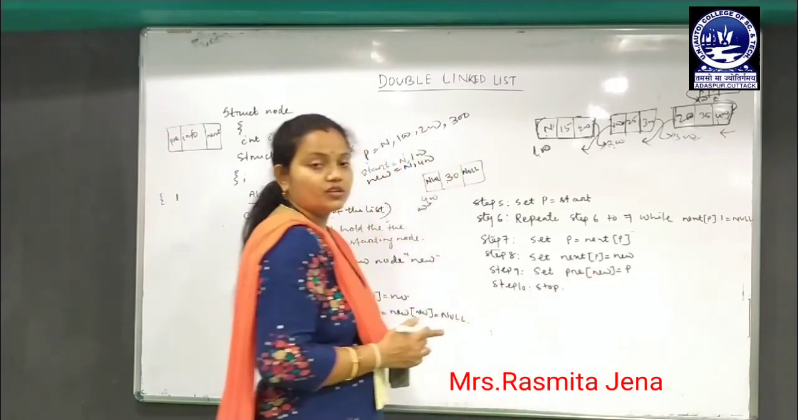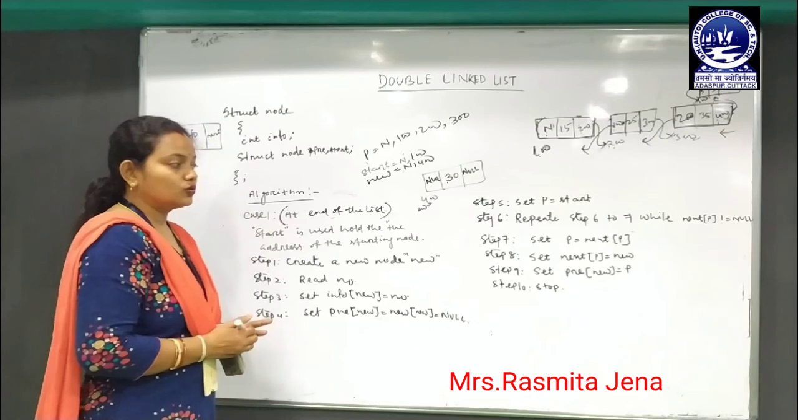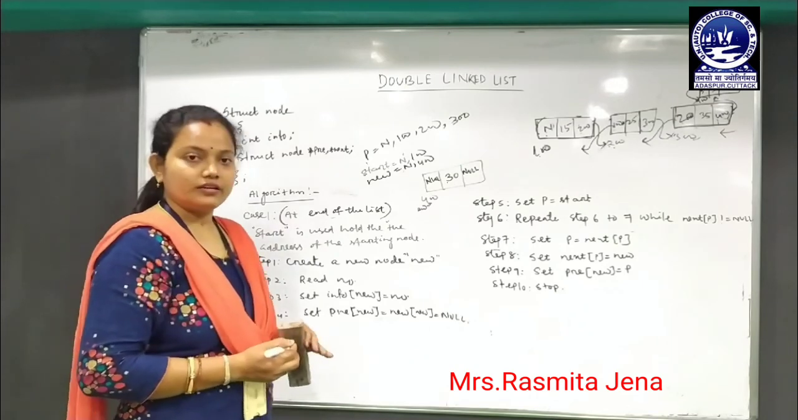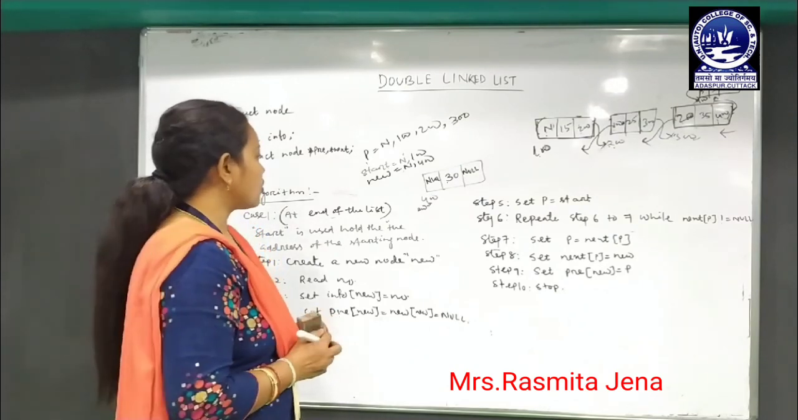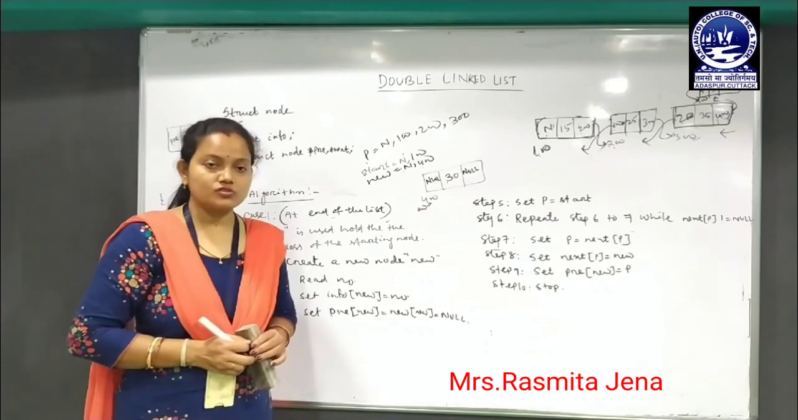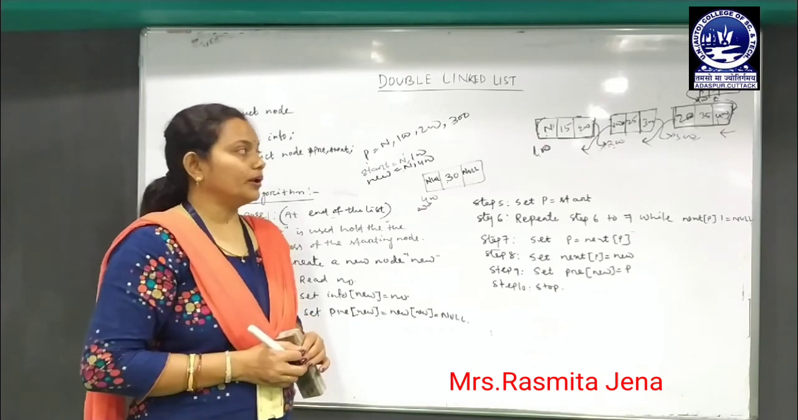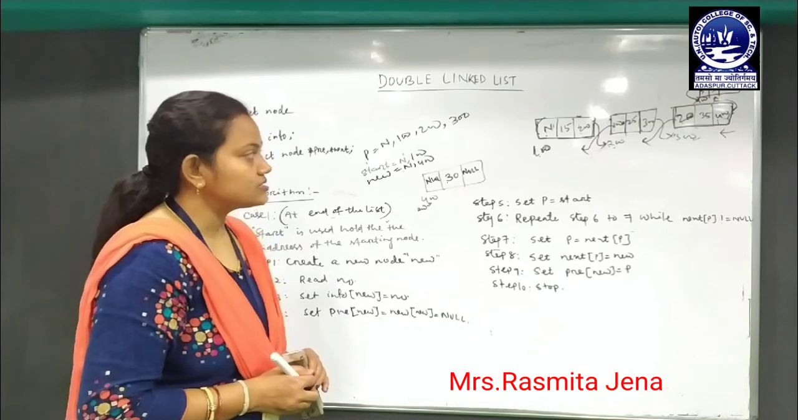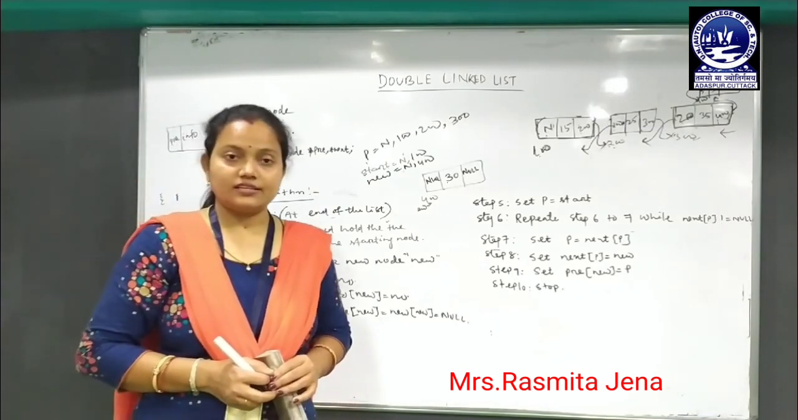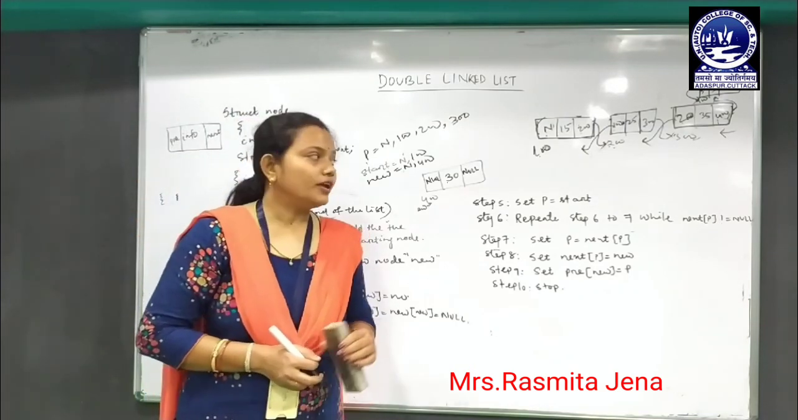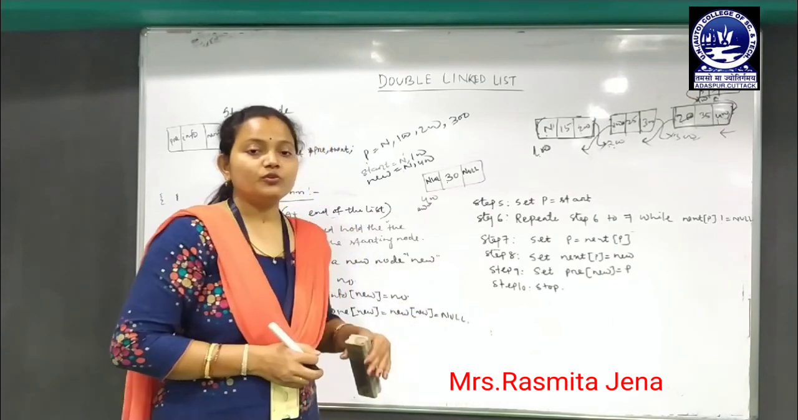Okay. So in this way we insert the node at the end of the list. So this is all about your insertion procedure and algorithm for implementing the insertion procedure in a doubly linked list. In the next class we will implement this algorithm as a function.